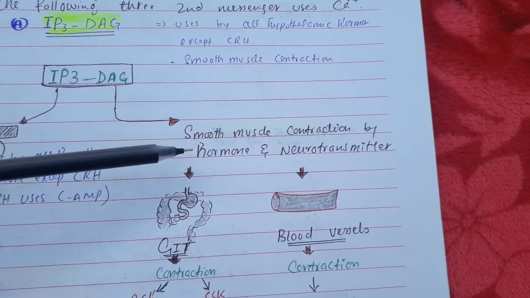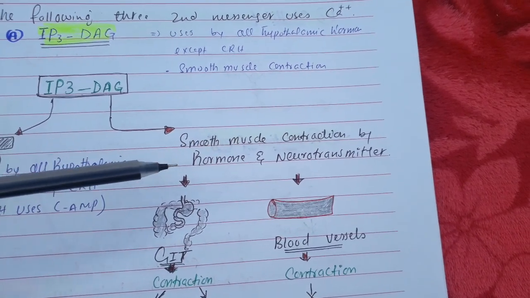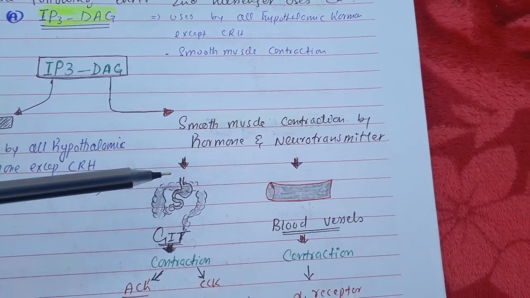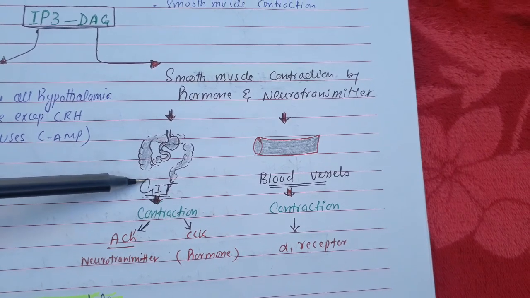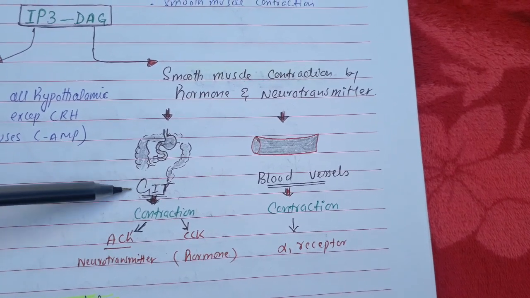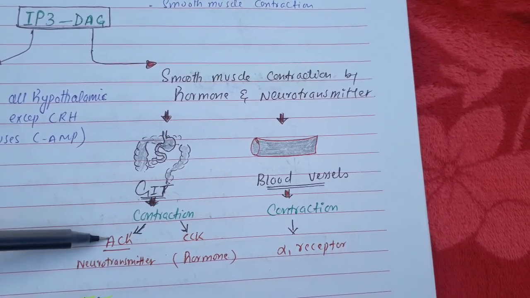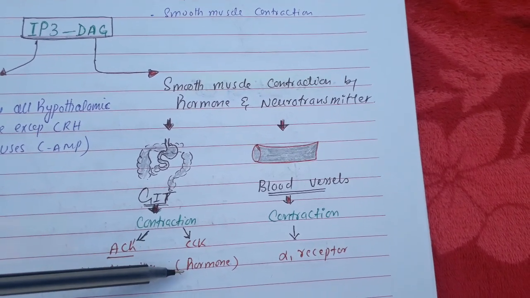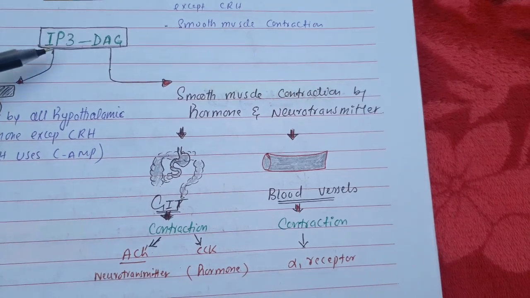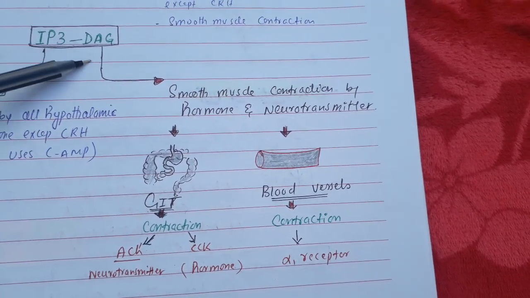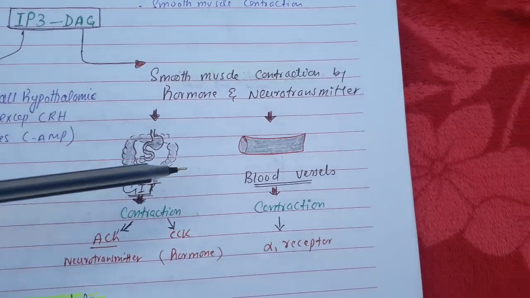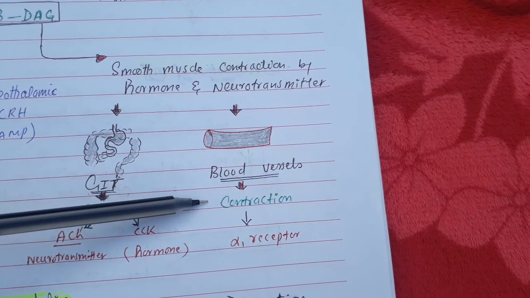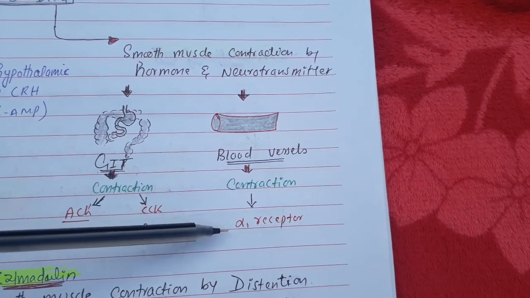Now for smooth muscle contraction, like by hormone and neurotransmitter, first of all let's take the GIT. For the contraction of the GIT, we use acetylcholine, which is a neurotransmitter. We also use CCK, cholecystokinin, which is a hormone. So they are using IP3 DAG as a second messenger. Now in blood vessels, there could also be constriction, which is by the alpha-1 receptor.